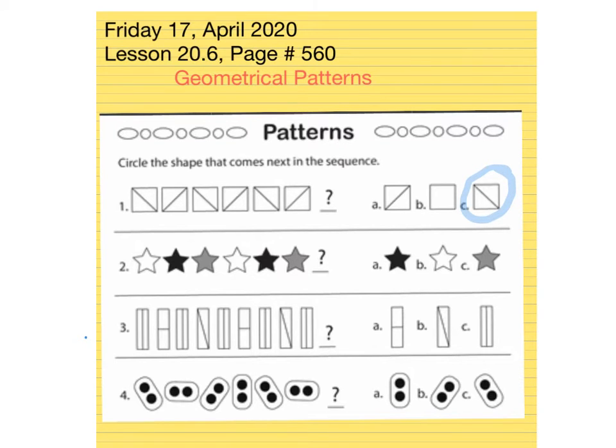Okay, now let's analyze the second sequence or the second pattern. The patterns, as I told you at the beginning of the class, can be also with colors, not only with shapes. In this case, we have stars with different colors. We have white, black, and gray. White, black, and gray. So based on that, which one will it be? Of course, it will be white.